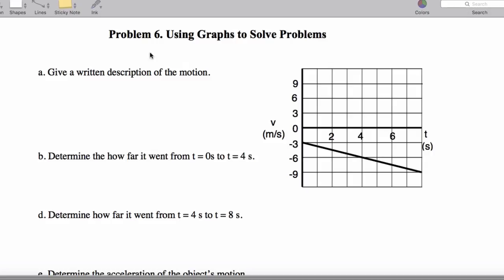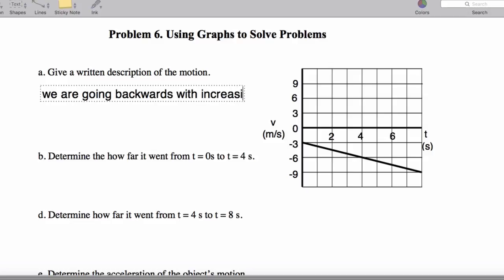Taking a look at page 2, if we wanted to give a written description of the motion, I'm going to try to type this. It's really obnoxious because the keys get really loud here. So if we give a written description of the motion, what's happening is we are going backwards with increasing speed from -3 meters per second to -9 meters per second. Now it says how far did it go from 0 to 4 seconds?